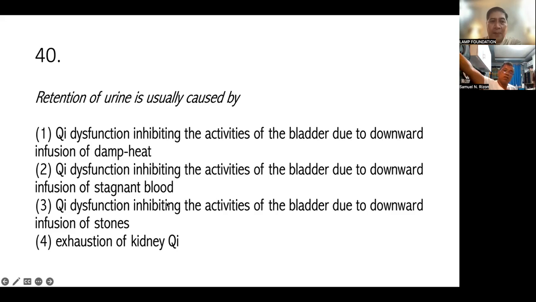Opo. Okay. If it is due to stagnant blood, what are you going to expect in the pulse? Pag blood stagnation, ano ho siya? Ano po siya, Doc? Choppy. Choppy po yung pulse niya. Or rough.